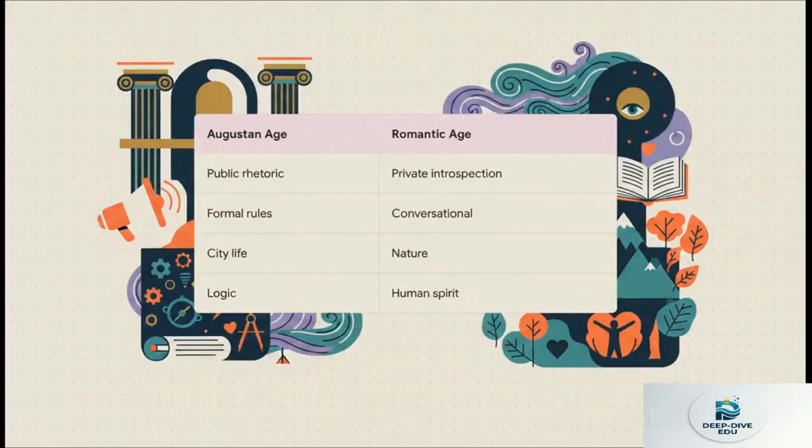The Romantics essentially executed a seismic shift against the scientific, empirical worldview of the Age of Reason. They completely traded public rhetoric for private introspection. They threw out the strict formal rules and brought in conversational language. They essentially abandoned city life and pure logic to return poetry to a visionary state, intensely focused on the natural world and the untamed human spirit.